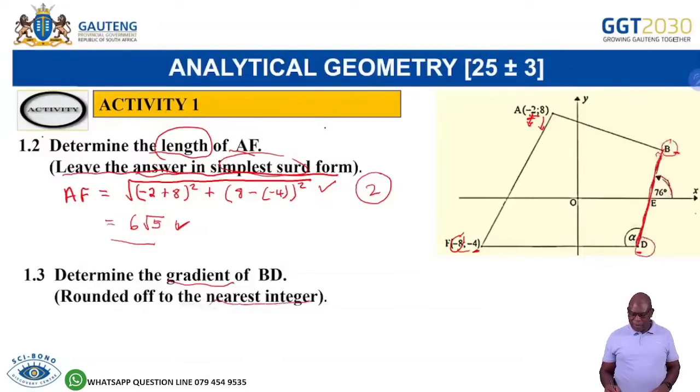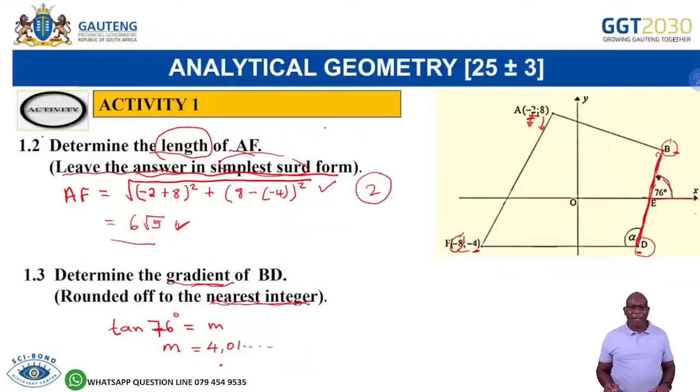How do I get this angle? By the tangent. Remember? Because it is between the line and the x-axis. We use the tangent. So if I use a tangent, it means that I get a gradient. So what should I get the gradient of? I must get the gradient of 76 degrees. So the tangent of 76 degrees is something like 4,01. But they say to the nearest integer, which means that the gradient will be 4. And that's how I get the gradient.